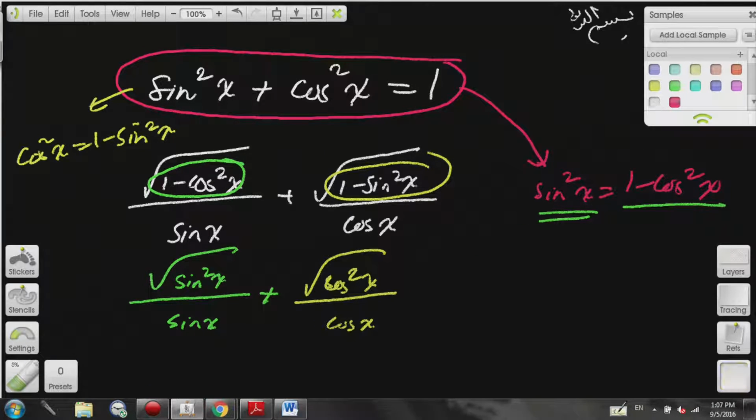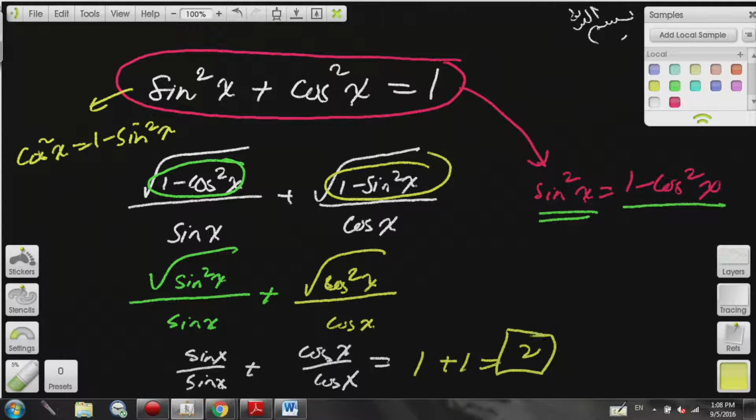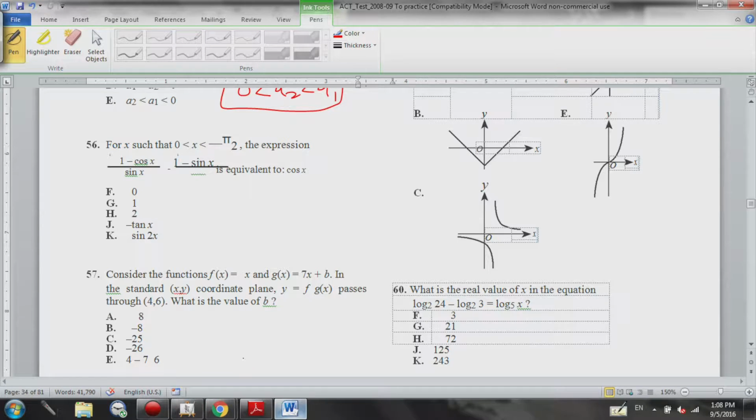Then you realize, well, square root of sine squared is sine of x over sine of x. Square root of cosine squared is cosine of x over cosine of x. And then these simplify. Sine divided by sine is 1, cosine divided by cosine is 1, and that is 2. So the answer is 2.